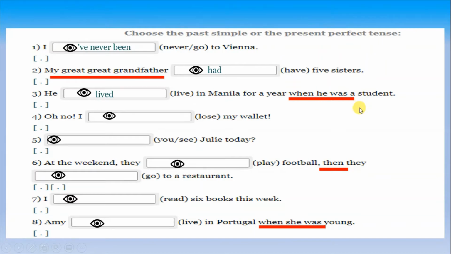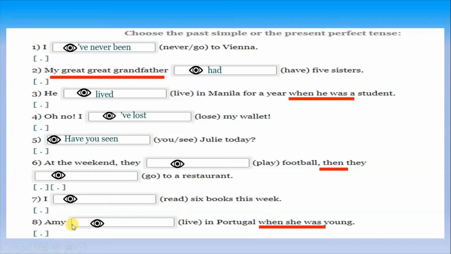It's past tense. Oh no, I lose my wallet. I've lost my wallet before now. It starts in the past and continues to the present. I've lost my wallet. Number 5, you see Julie today? Have you seen Julie today?